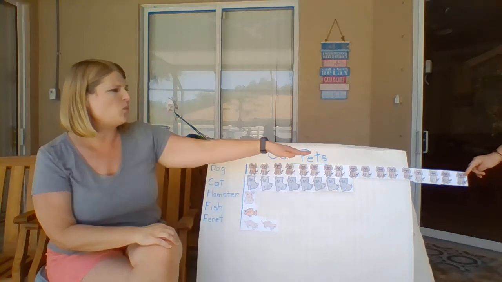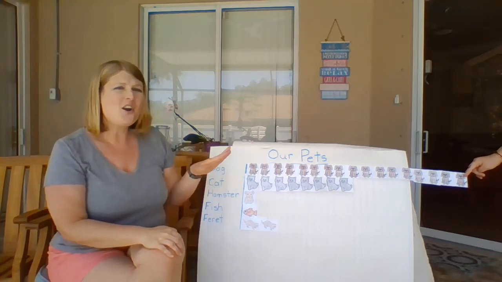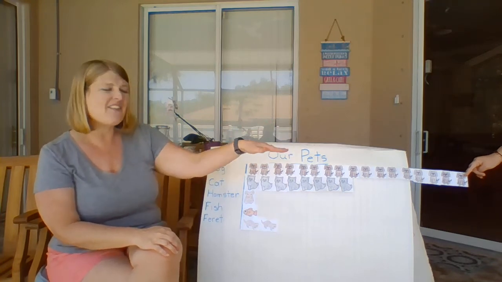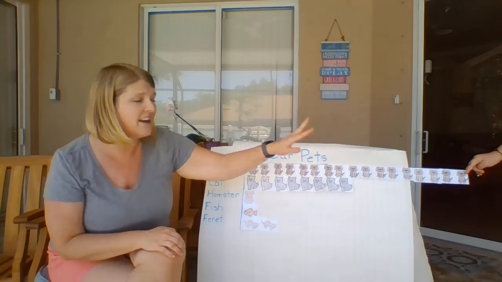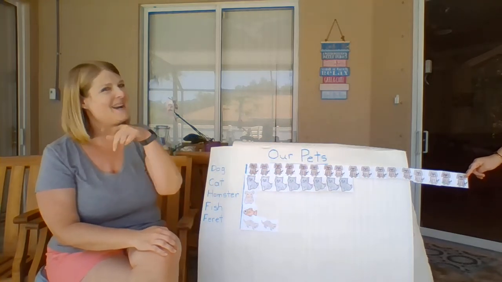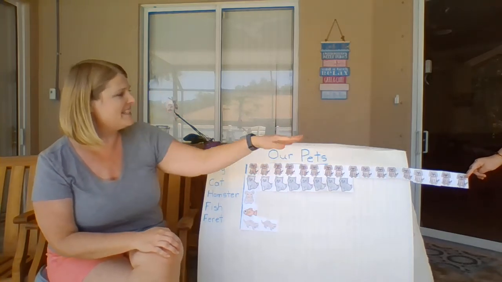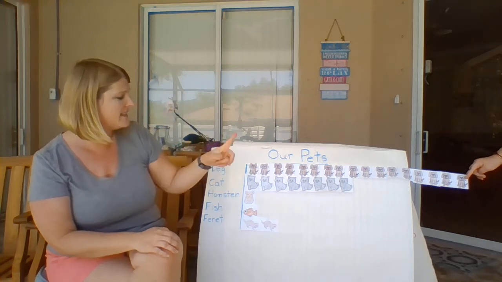So do I need to recount the dogs again? No, we already counted them. How many dogs do we have? 17, that's right. We have 17 dogs. So if I have 17 there, can I just keep counting on? Yep, I can put that number in my head and count on. So we've got 17, that's up here. Let's start with the cats.